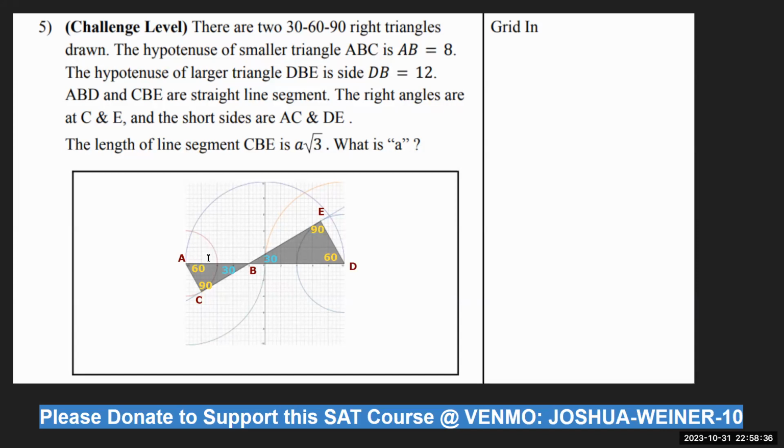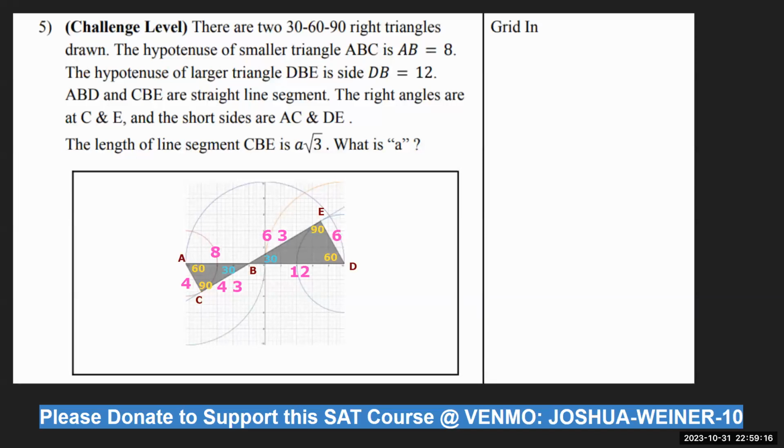The other thing that we're told is that A to B is 8, and B to D is 12. But we know from our reference triangles that the hypotenuse is double the height of the triangle. So if the hypotenuse is 8, the short side is 4. If the hypotenuse is 12, the short side is half. What's half of 12? 6. But if you remember your reference triangles, this is going to be 4 root 3, and this one will be 6 root 3.